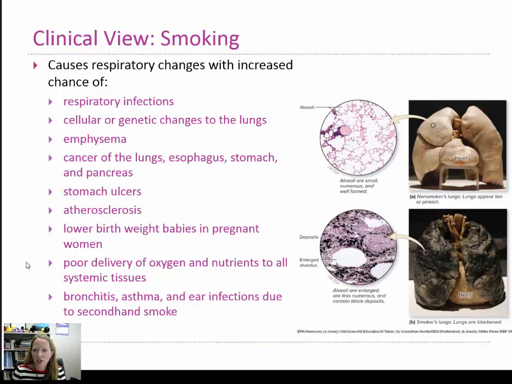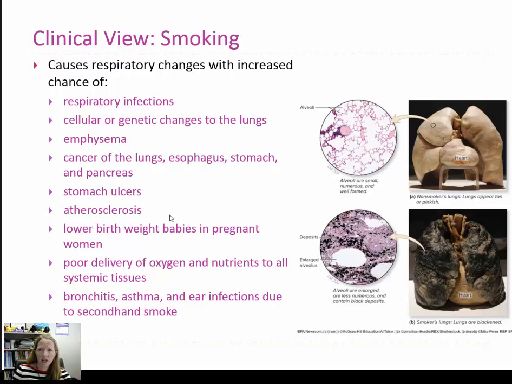It can cause cellular and genetic changes to the lungs as well, so it can change the epithelium of the lungs. Emphysema is going to be a lot more common in those that smoke. We'll talk more about emphysema later on. Cancer of the lungs, esophagus, stomach, and pancreas. You're more prone to H. pylori, which can cause more stomach ulcers, and more prone to atherosclerosis.